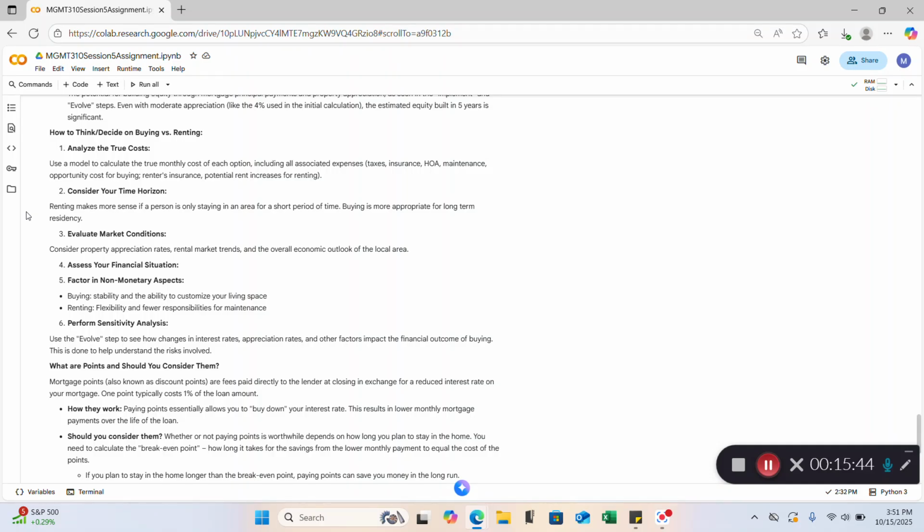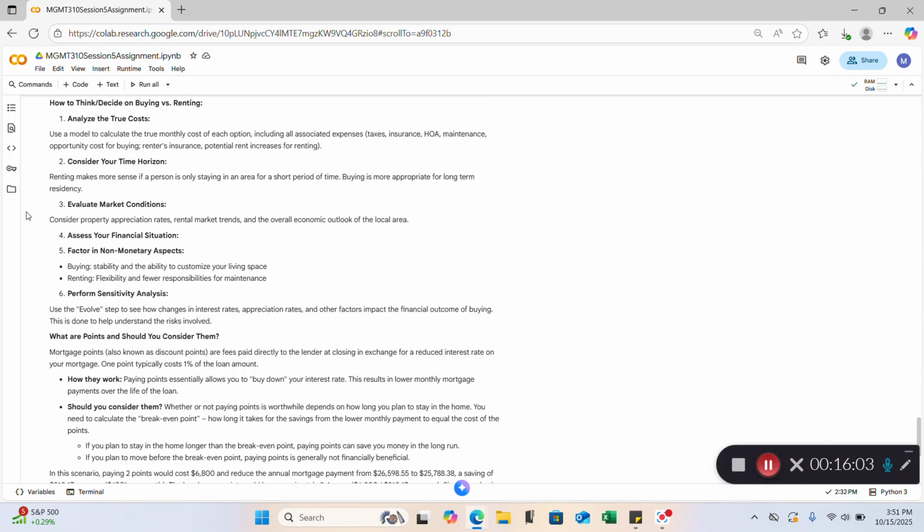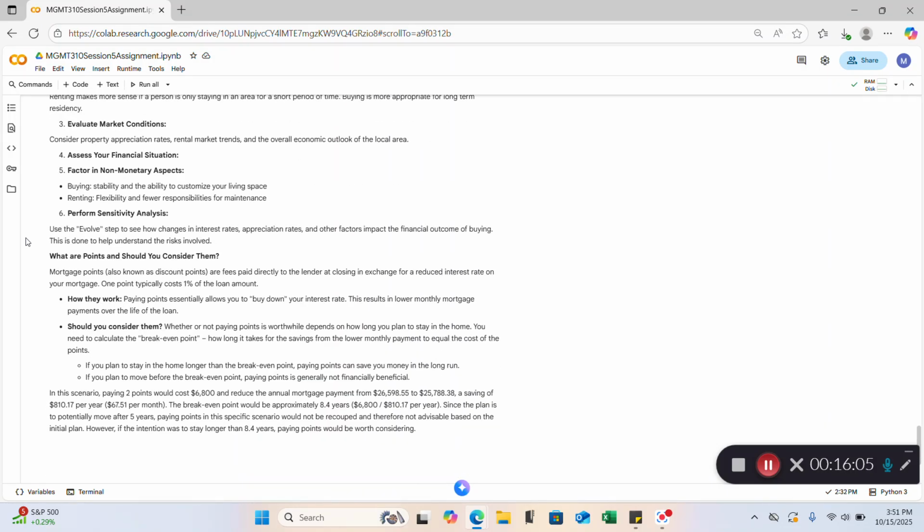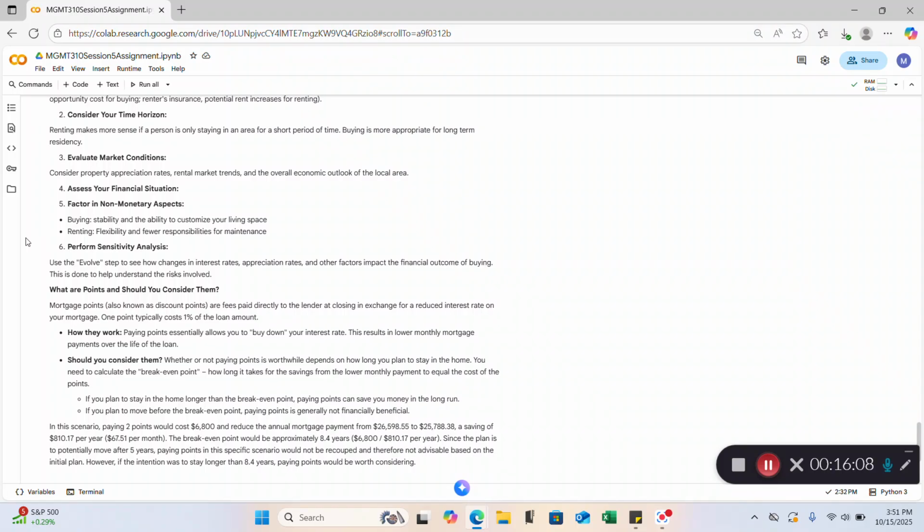The next thing we want to do is evaluate the market conditions. So the local area: what are the appreciation rates of the properties, the market trends for rentals, and the economic outlook of that area. The next thing would be to assess our financial situation, determine how much money we have on hand to put down for a mortgage payment, and just where we're at with money being able to be spent, which should just be a given. The next one would be to factor in non-monetary aspects. For example, with buying, you have stability and the ability to customize your living space. With renting, you do have flexibility and fewer responsibilities for maintenance, as it's usually taken care of.